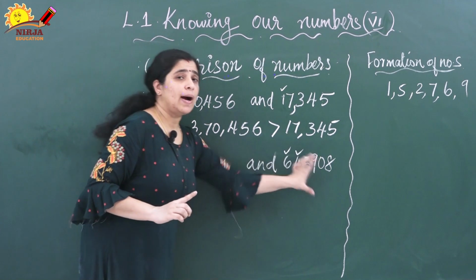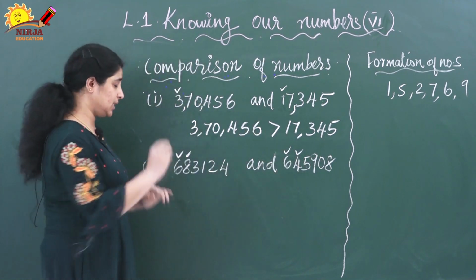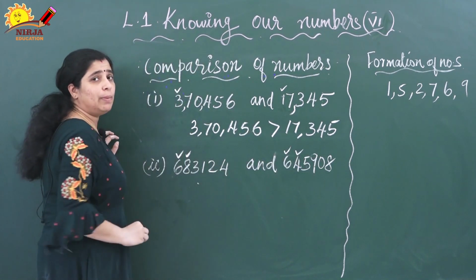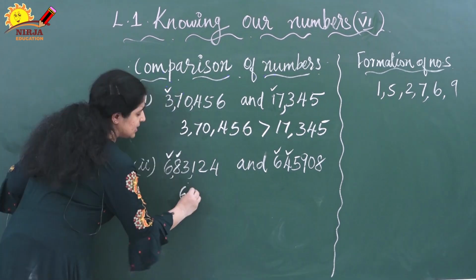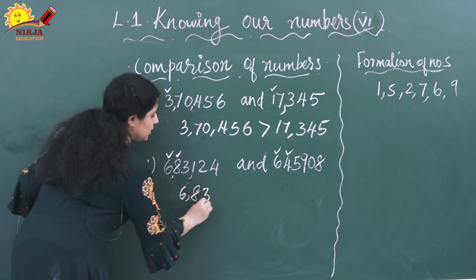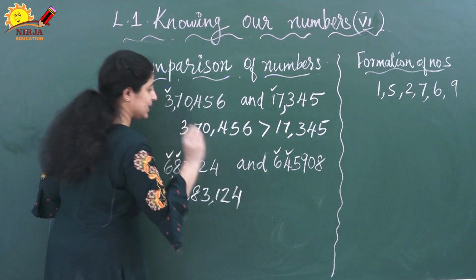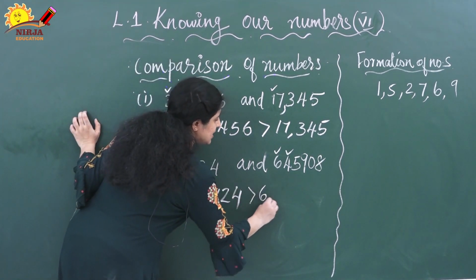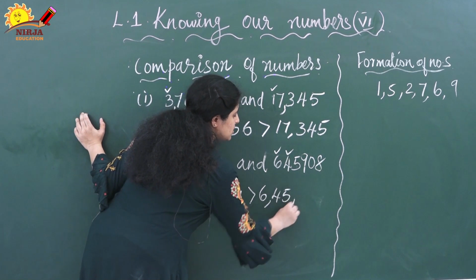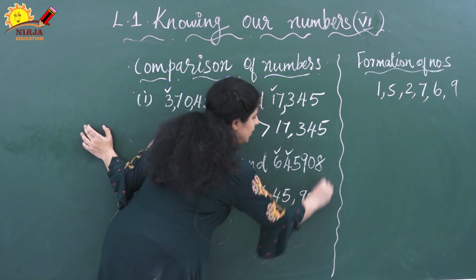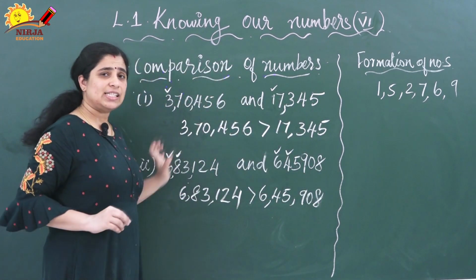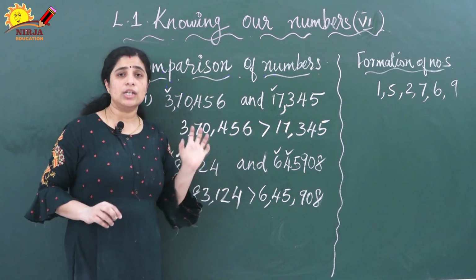So we can compare these two numbers here. This number will be the bigger number. 6,83,124 is greater than 6,45,908. So in this way you can compare two numbers.